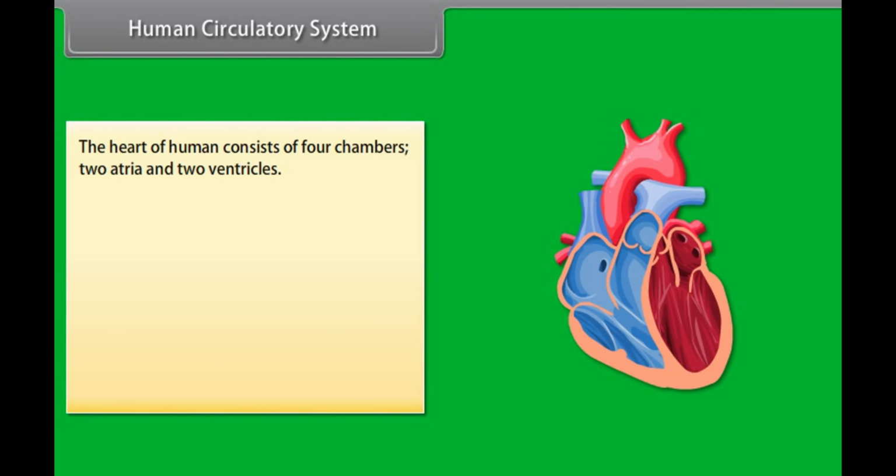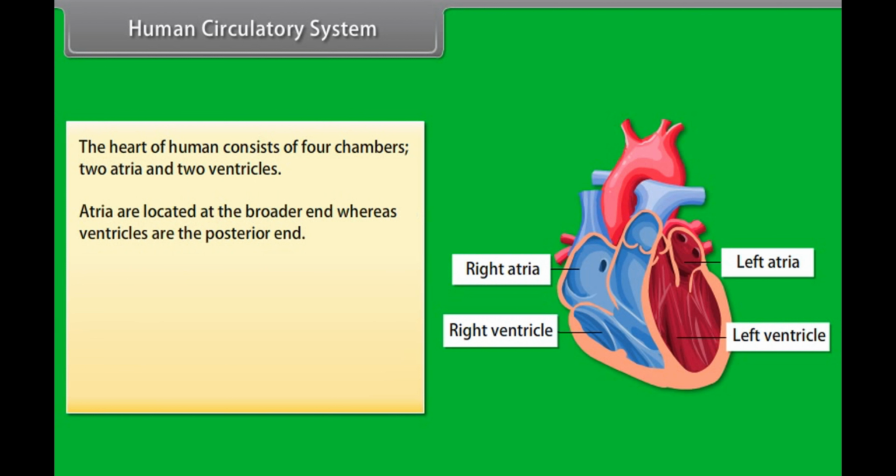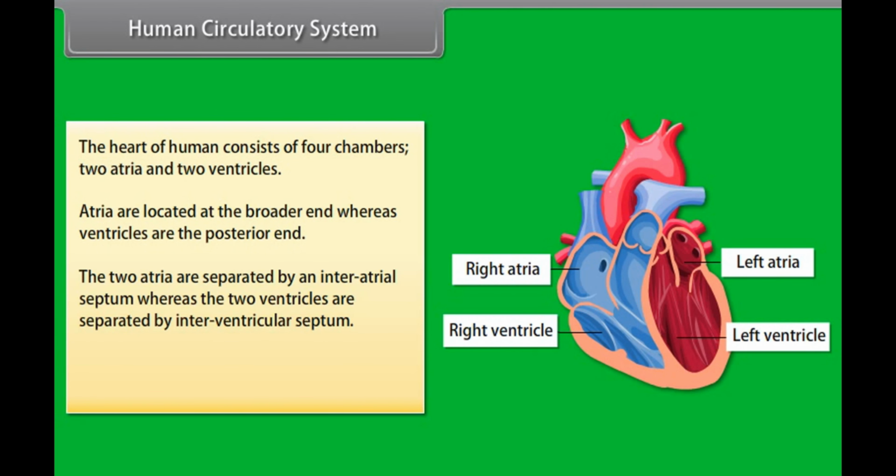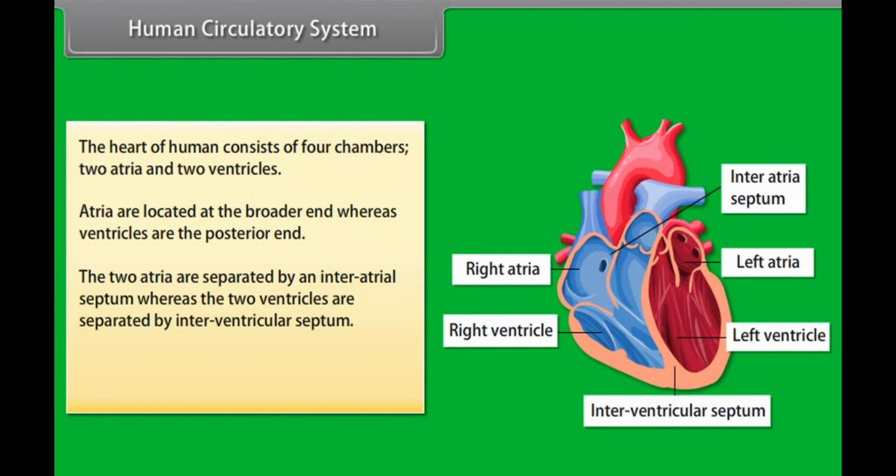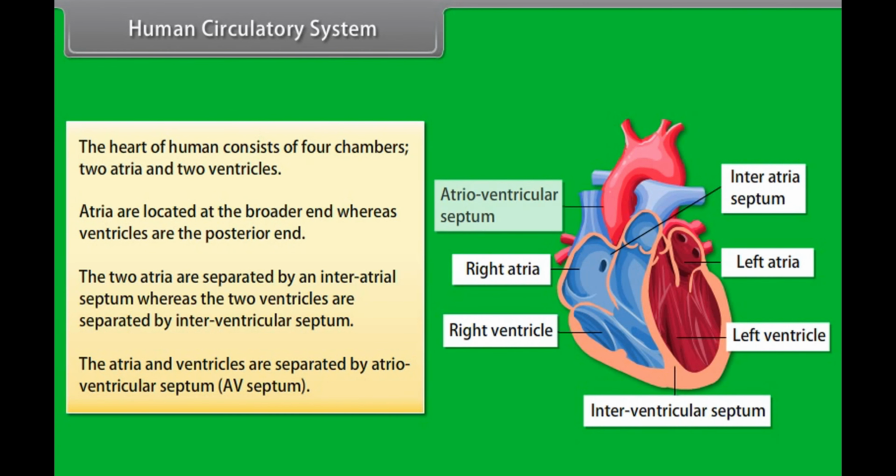The human heart consists of 4 chambers, 2 atria and 2 ventricles. Atria are located at the broader end, whereas ventricles are at the posterior end. The 2 atria are separated by an interatrial septum, whereas the 2 ventricles are separated by an interventricular septum. The atria and ventricles are separated by an atrioventricular septum.